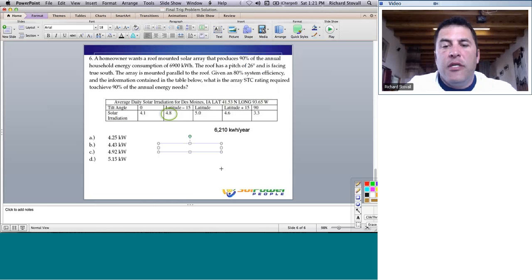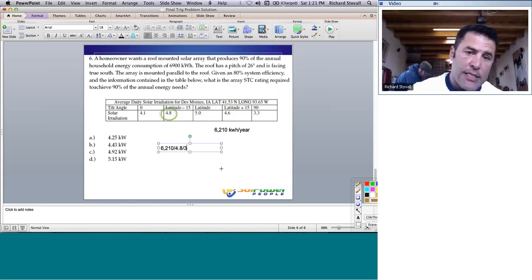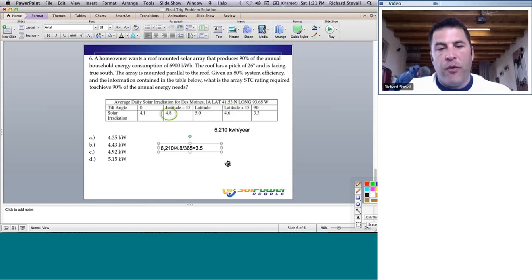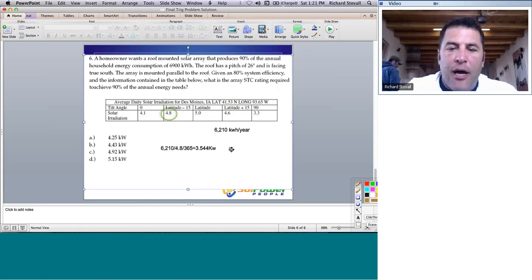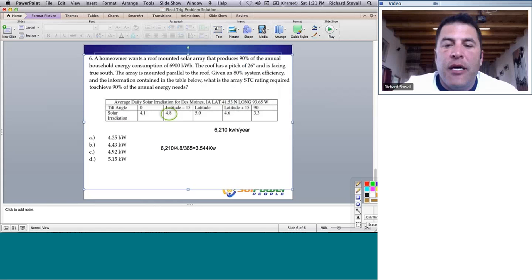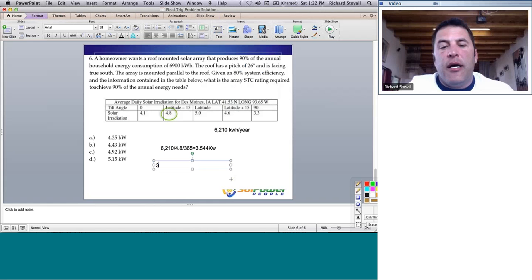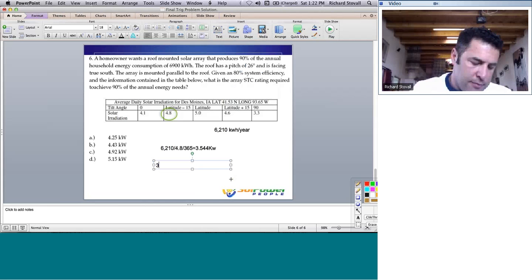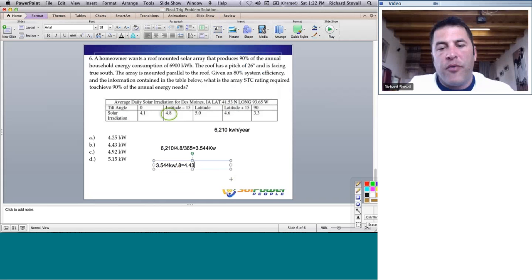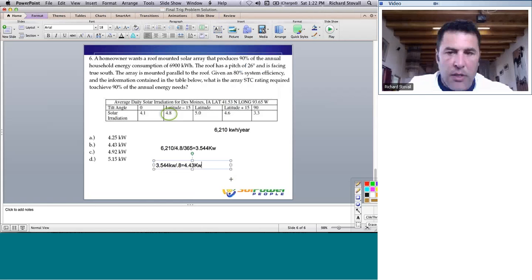Okay, so at 4.8 peak sun hours per day, 6,210 kilowatt hours per year divided by 4.8 peak sun hours per day, divided by 365 days in the year, is 3.544 kW. However, that would work if we had a system that was 100% efficient, but we know from the problem that we're something less than 100% efficient. We're at 80% efficient, so if we go 3.544 kW divided by 0.8, we get 4.43 kW, which is answer B.